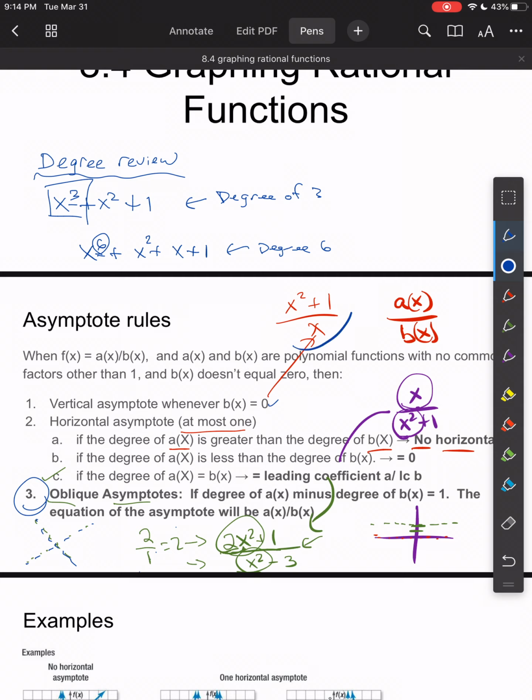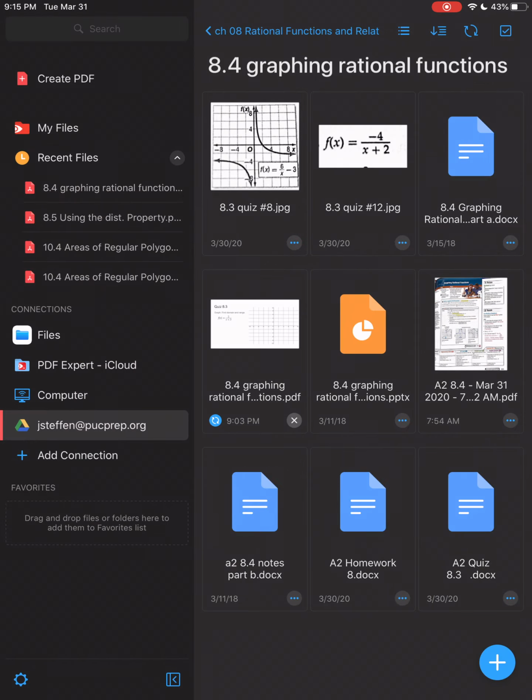If you look at the original example here, the degree of A is 2. The degree of B is 1. If we subtract them, we get exactly 1. That's what this is talking about. So this thing does have an oblique asymptote. What the oblique asymptote is, is just this division problem, and we don't worry about the remainder for that.